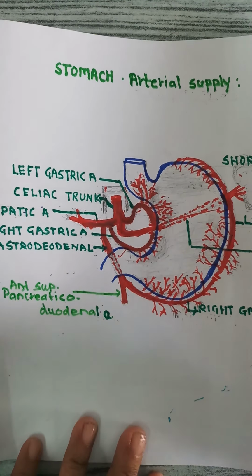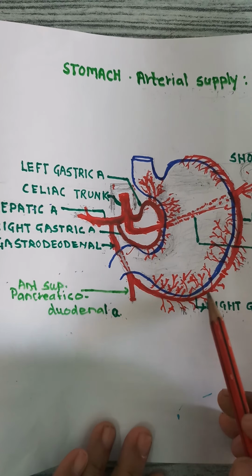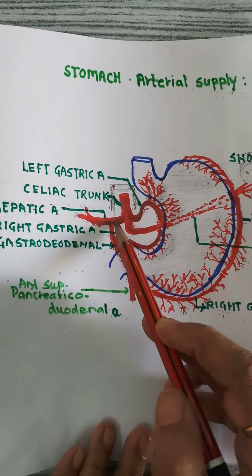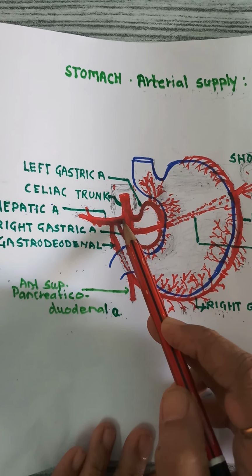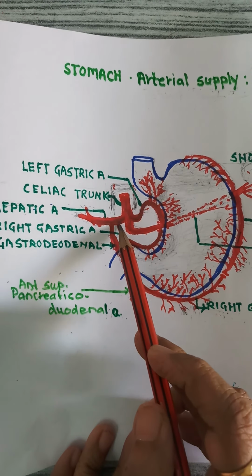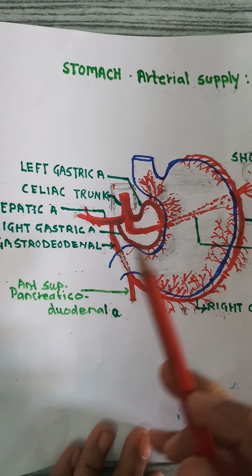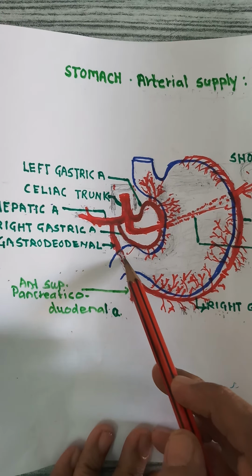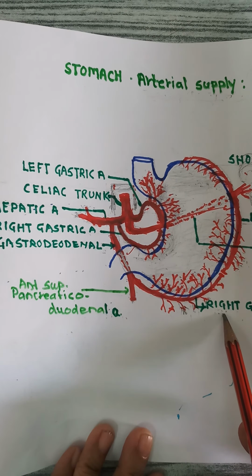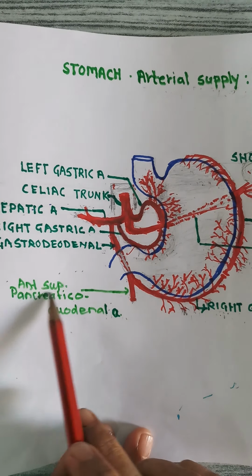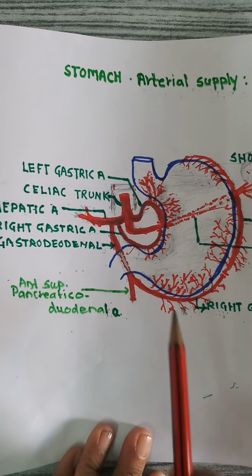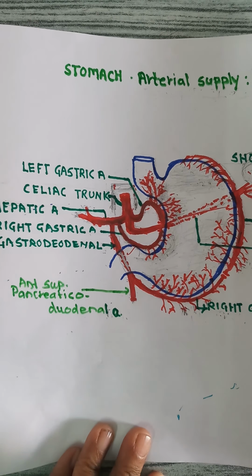Okay, this right gastroepiploic artery is a branch of the gastroduodenal artery, and the gastroduodenal artery comes from the common hepatic artery. So the common hepatic artery gives two branches to the stomach, that is the right gastric artery and the gastroduodenal artery. The gastroduodenal artery divides into two, that is the right gastroepiploic artery and the anterior superior pancreaticoduodenal artery. Okay, this is about the arterial supply.